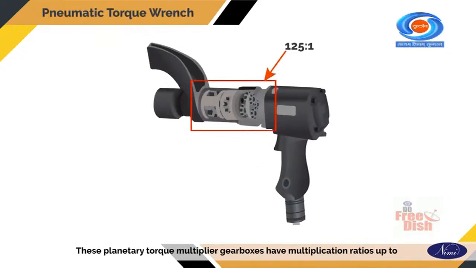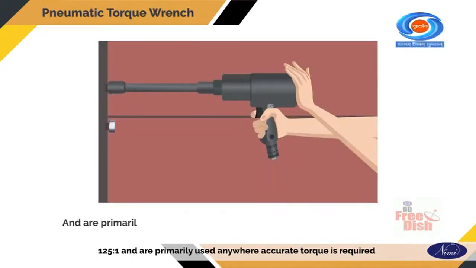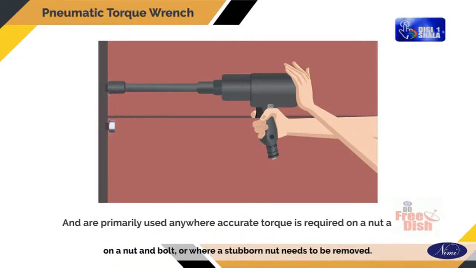These planetary torque multiplier gearboxes have multiplication ratios up to 125:1 and are primarily used anywhere accurate torque is required on a nut and bolt or where a stubborn nut needs to be removed.